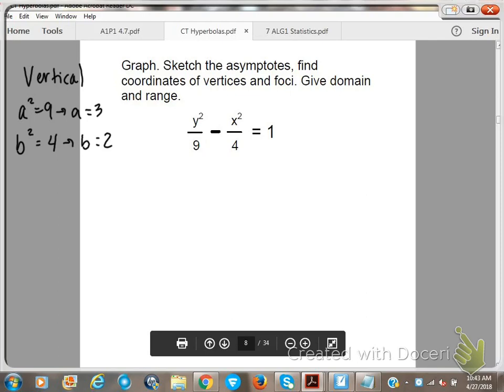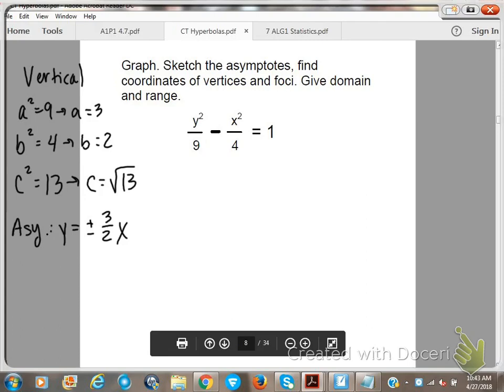Thank you, ma'am. Ethan, what did you say, c squared? 13. Oh, 13 here, so yes, square root of 13 here. Thank you. Very good. Vanessa, let's just go ahead and do our asymptote now. Y equals. Now, since this is a vertical one, what's our asymptote going to look like? It's going to have the a over the b. So in this case, 9 over 4. Oh, but a is 3, so 3 over 2. Yes. So plus or minus 3 over 2. Good.